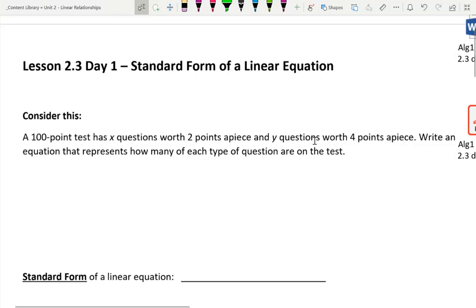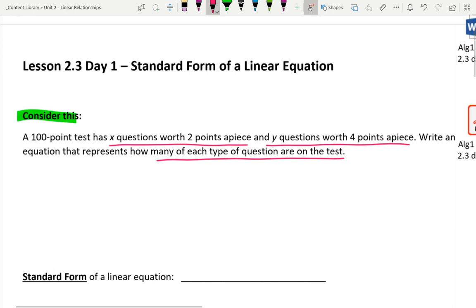All right, welcome folks to lesson 2.3, day 1. This is called standard form of a linear equation. So before we get into what that means, let's first consider a scenario here. Read along with me. A 100-point test has X questions worth 2 points apiece and Y questions worth 4 points apiece. So our job is to write an equation that represents how many of each type of question are on the test. So we know we've got our X and our Y representing each type of question.